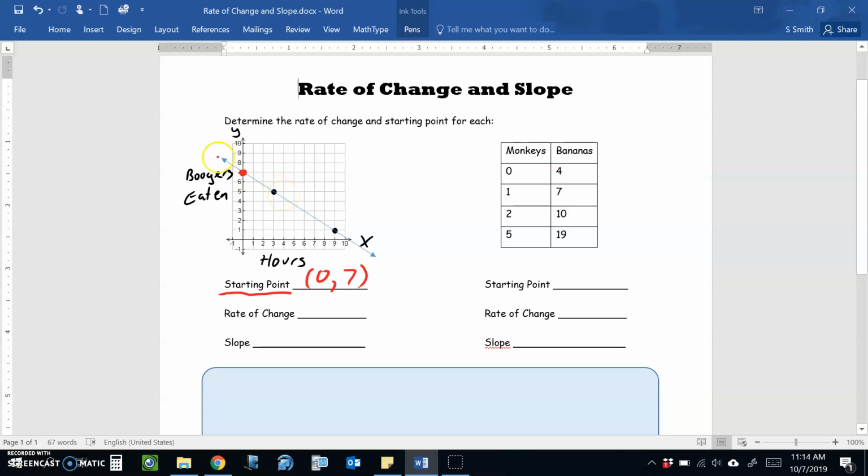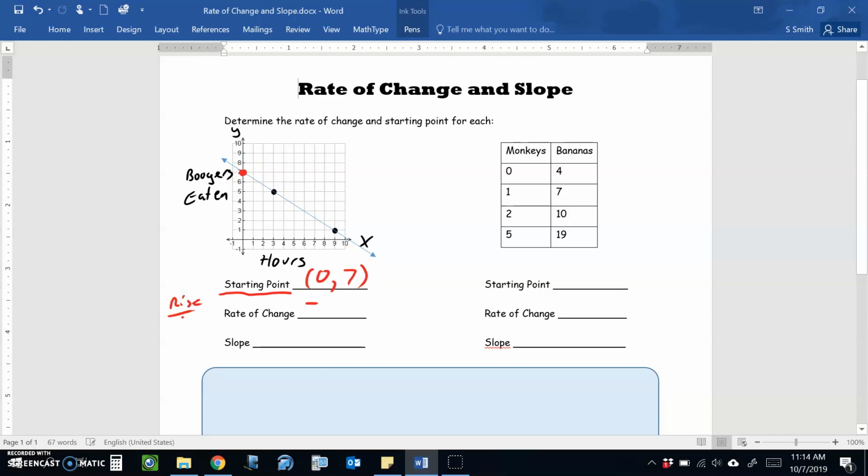Now look at this line. From left to right, which way is this line going? It's going down. So right away, what kind of rate do we expect to find? Positive, 0, or negative? It should be negative because it's going down. Now, we talked about how rate of change is rise over run.